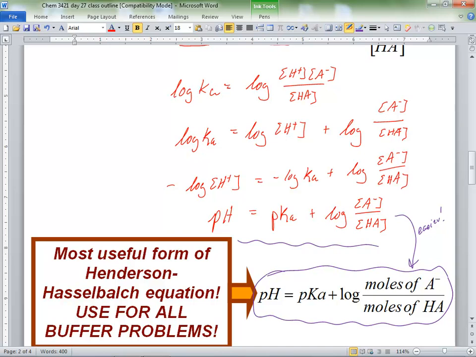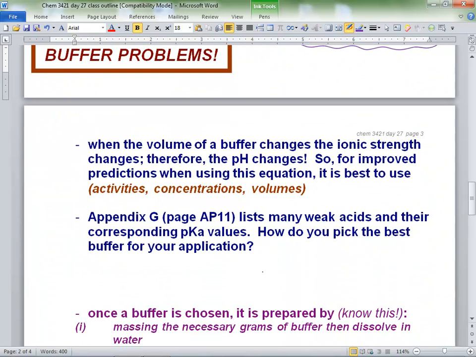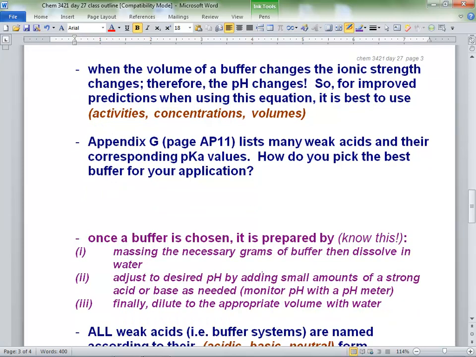The moles of the conjugate base divided by the moles of the conjugate acid. Take the log of it. Add the pKa. Where do you get these Kas, Mariella? Where do you get all these Ka numbers? Yeah, table or Google it, right, if you don't know what it is, because there's gazillions of weak acids in the world.